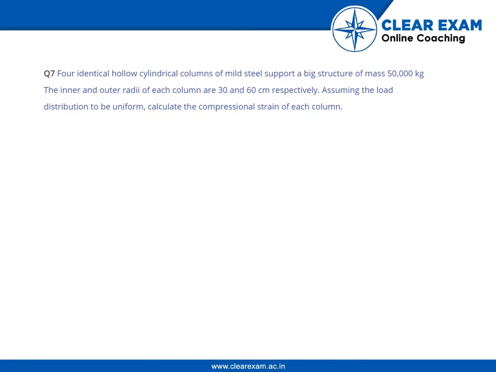So the question here is, four identical hollow cylindrical columns of mild steel support a big structure of mass 50,000 kg. The inner and outer radii of each column are 30 and 60 centimeter respectively. Assuming the load distribution to be uniform, calculate the compressional strain of each column.